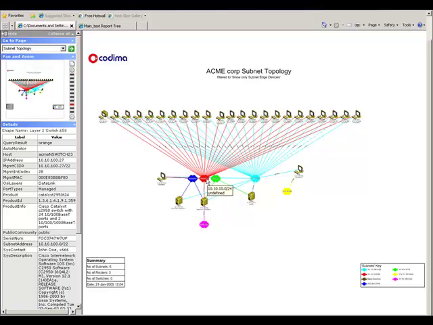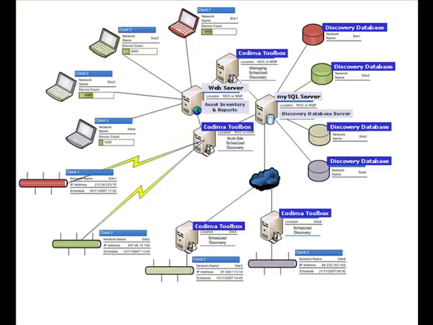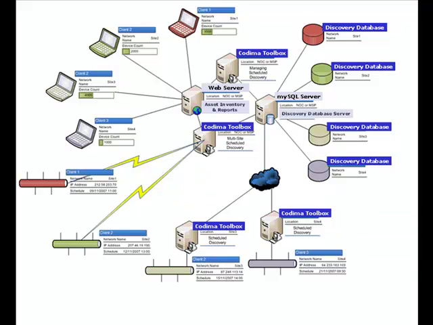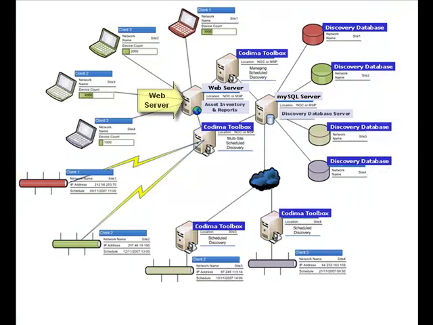The next tool I will cover is the multi-site scheduler tool. This tool provides a means of managing network discoveries across multiple sites. The discovery process can either be run over a VPN connection, or you can have the mapping tool deployed on the remote network. The multi-site scheduler would then be configured to automate the required discovery runs at scheduled times. Each network would have its own MySQL database to store the discovery results, and the drawings and asset reports would be automatically saved to a web server for client access.